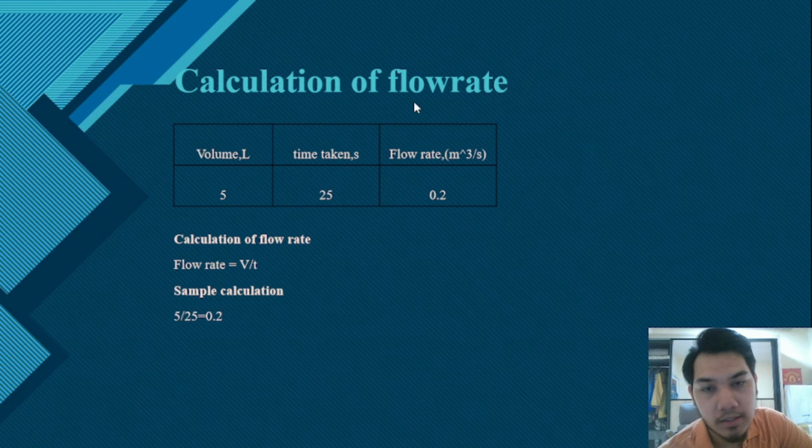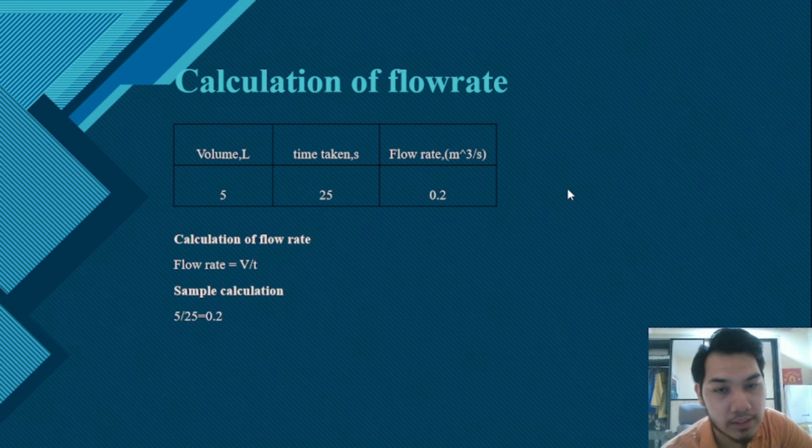Next, calculation of flow rate. The calculation of flow rate, we use the formula of flow rate, or Q, equals V over T, as we have been given V equals 5 liter and T equals 25 seconds. So we divided these two things, then we get the flow rate, which is 0.2 meter cube per second.